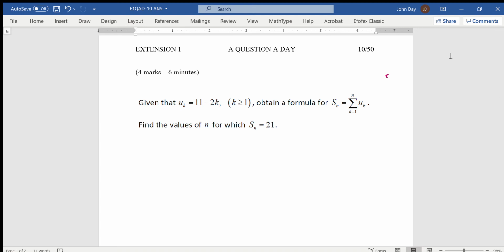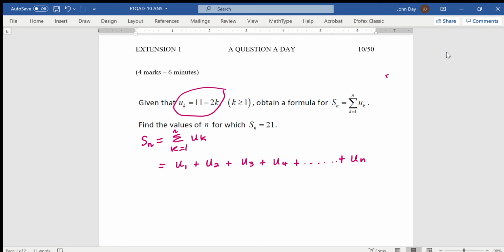So day 10 of a question a day. This question here is mostly about notation. Where it says we've got this Sn equals the sum from k equals 1 to n of uk, it's asking us to find the sum of u1 when k is 1, and u2 when k is 2, and u3 when k is 3, and u4 when k is 4, and so on, all the way up to un when k is n. Now, earlier on, it tells us what uk means.